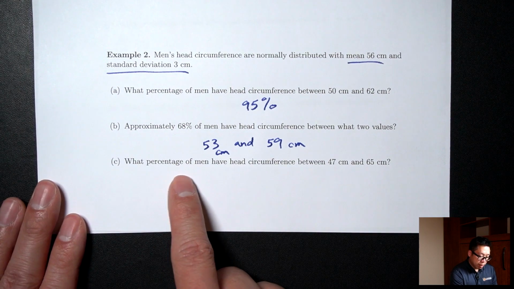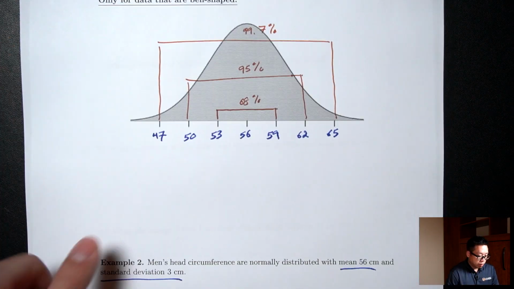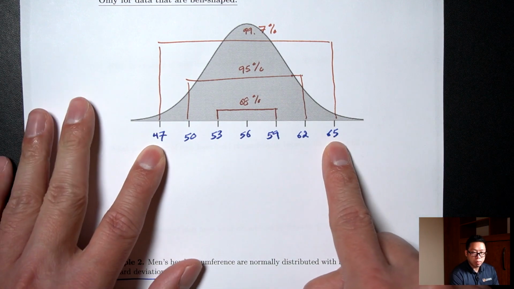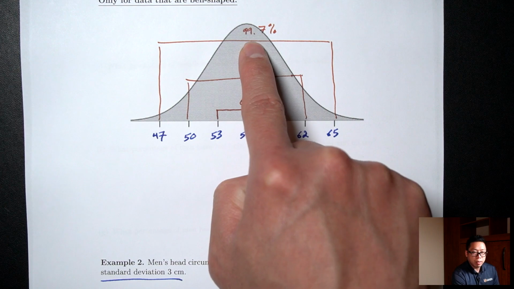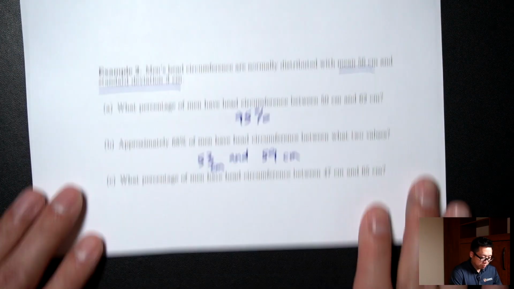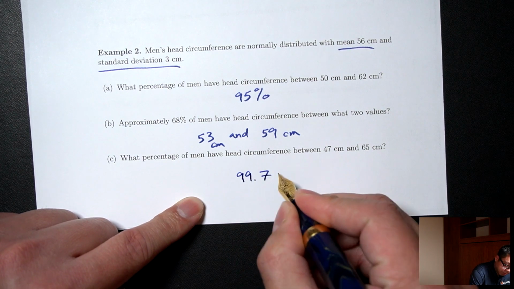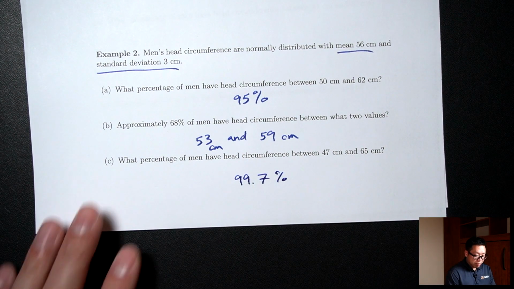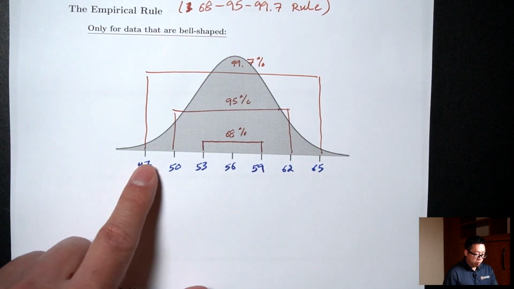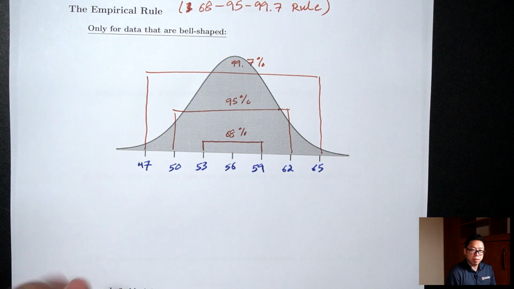What percentage of men have head circumference between 47 and 65 centimeters? 47, 65, what percent? 99.7%. So almost everybody has head sizes between 47 and 65 centimeters around. So that's 99.7.